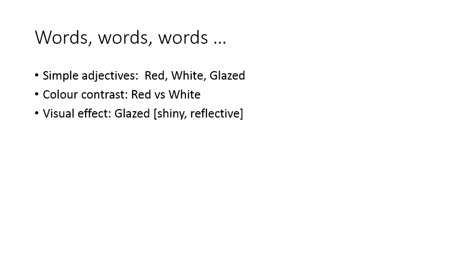That's how contrast works. And finally, in the middle, you have a visual effect, glazed. To be glazed is to be shiny and reflective. So you have a shiny reflectiveness between the redness and the whiteness. And that is how a rather beautiful but very simple visual image is created using those words.